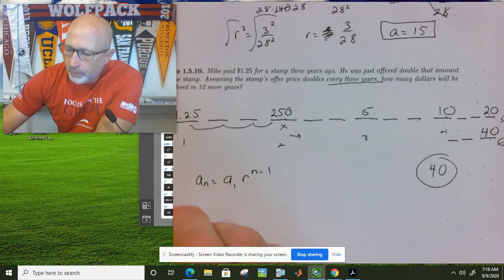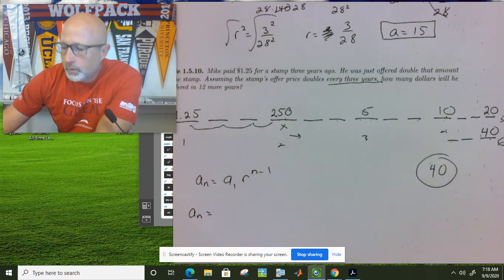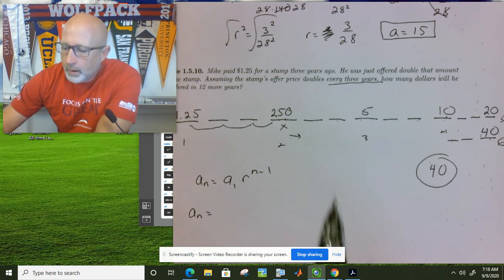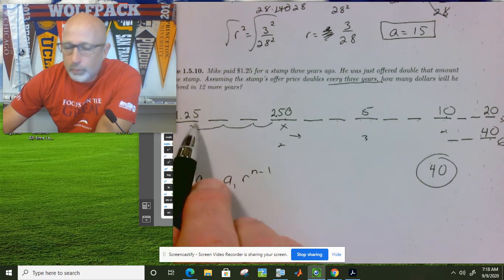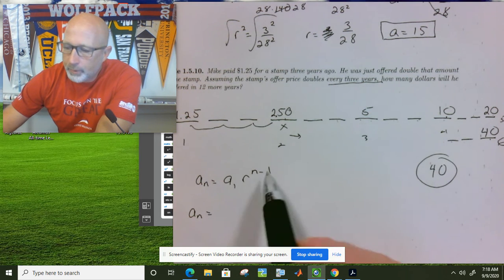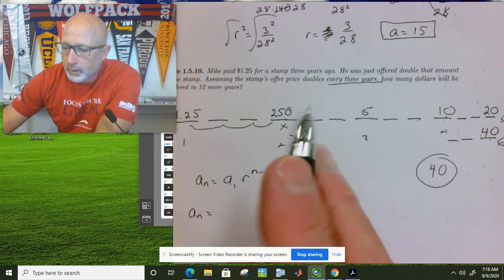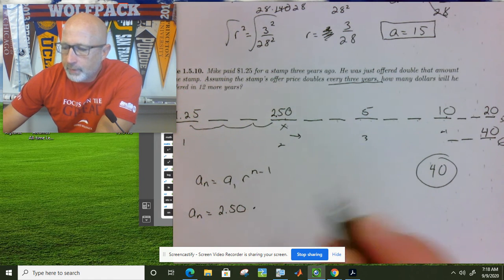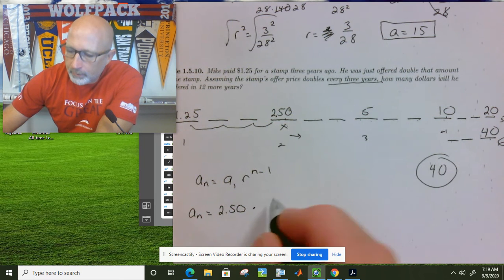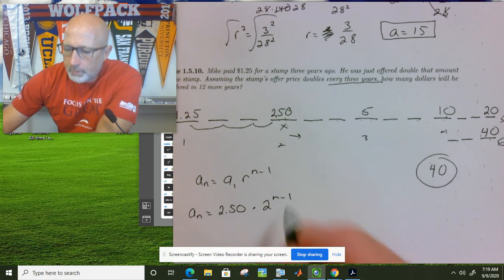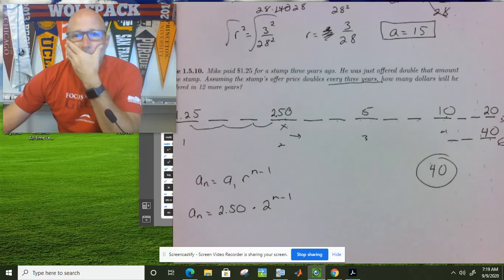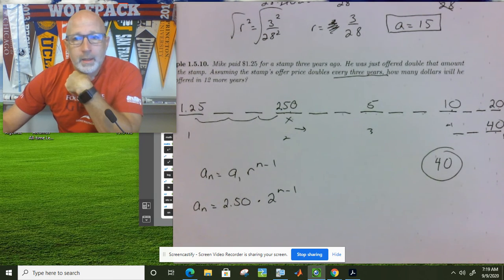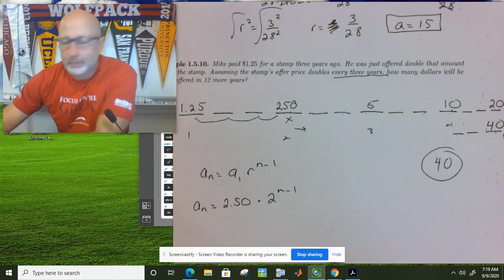So this formula is going to be a of n is equal to, now it doesn't really even matter where you start. We can start here or we can start there, as long as we come up with the right n value. So I'm going to start here. So $2.50 times the common ratio. I'm doubling every time, so times 2 to the n minus 1 power. So that is the explicit formula. Now I just need to figure out what n is.